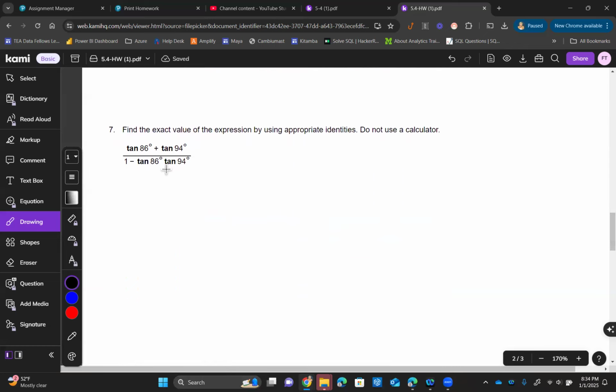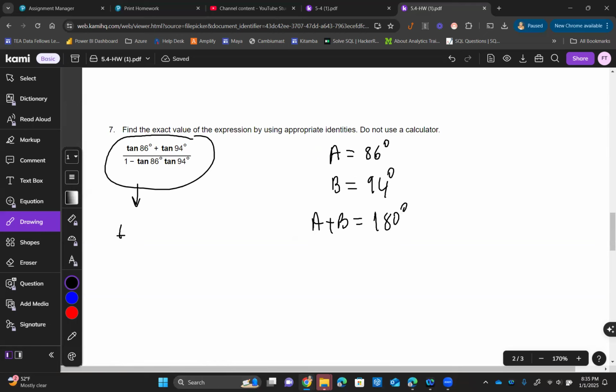For number 7, this looks like tangent A plus tangent B. So angle A is 86 degrees. Angle B is 94 degrees. So let's just find A plus B because this expression is tangent of 86 plus tangent of 94. When I add these two angles, that is going to be 180. So I know that this whole thing is simply equal to tangent of 180, which is sine of 180 over cosine of 180. Sine of 180 is 0. Cosine of 180 is -1. When we divide 0 by -1, we simply get a 0 for this question.